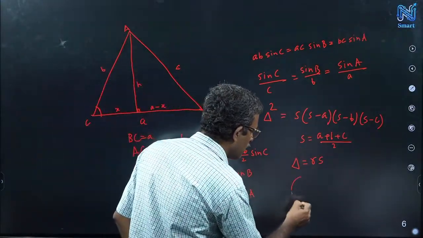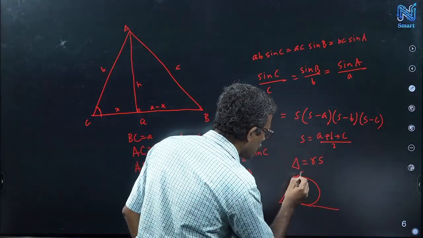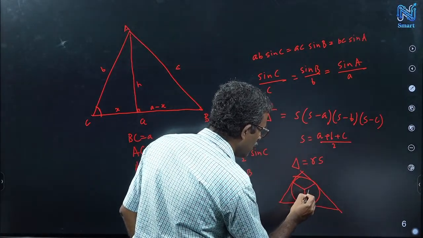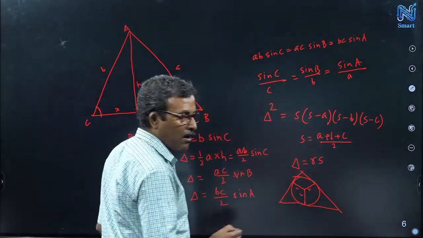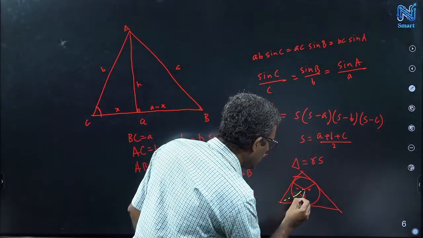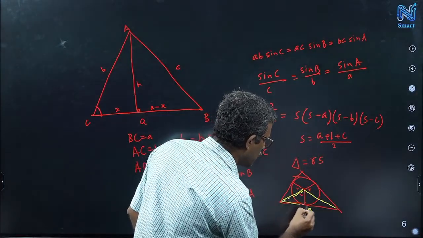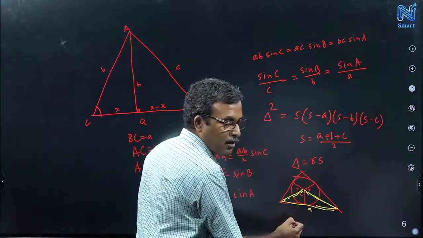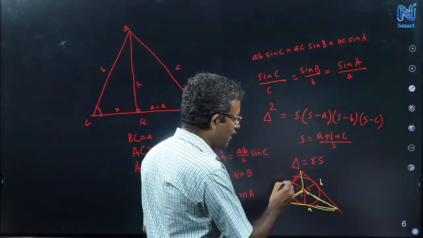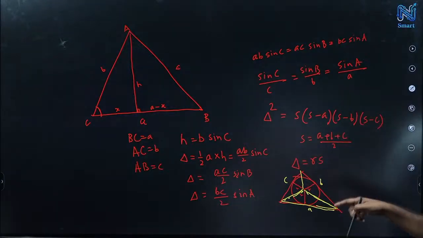For this, this is the center, so this is r. Everything is r, and we join this. So this is a, then what is the area of this part, this triangle? Half of a into r. Similarly, this is half of b into r, and this part is half of c into r. If we add these, half of r, take r common, a plus b plus c, so it is r into s.